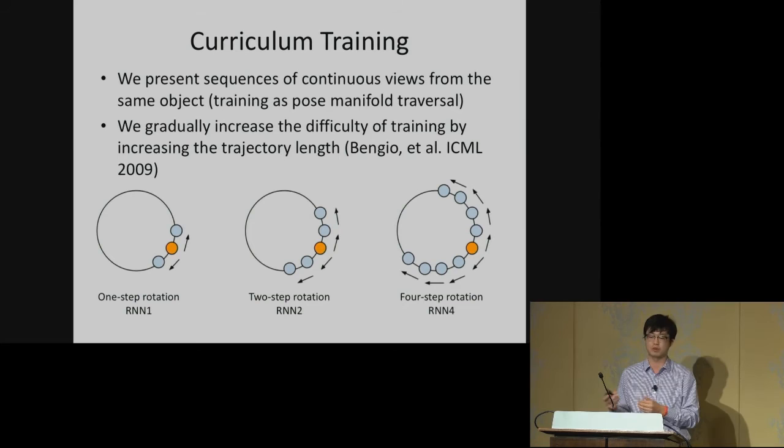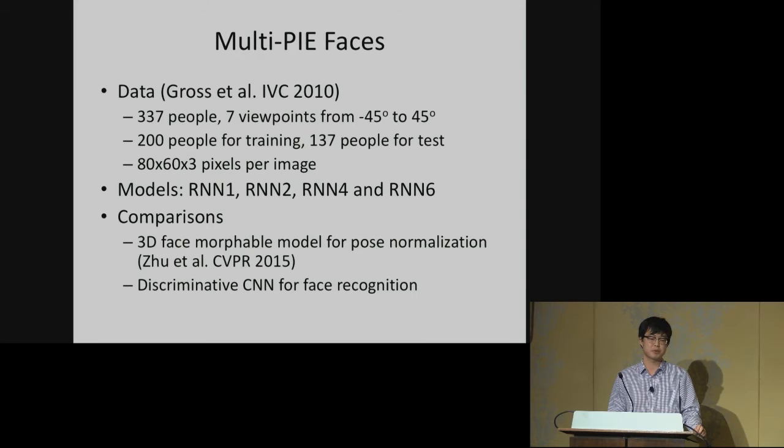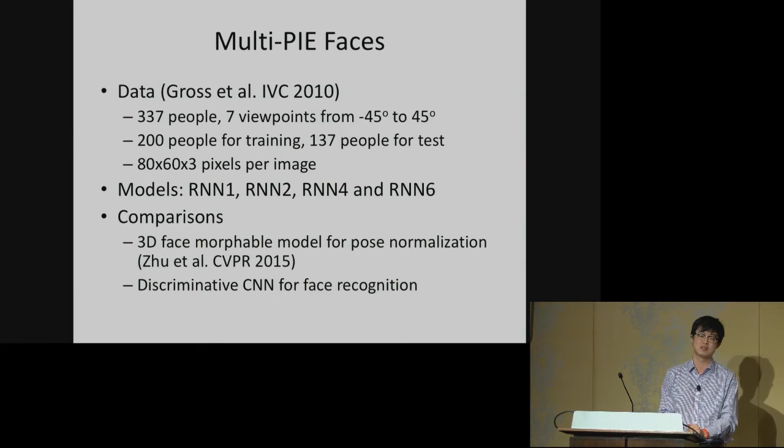The first experiment is on faces. We use Multi-PIE, a well-known dataset. We use 200 people for training and 137 people for testing. For every person, we sample 7 viewpoints with neutral lighting and expression. Our model is trained up to 6-step rotation. You can guess it's from negative 45 degrees to positive 45 degrees.